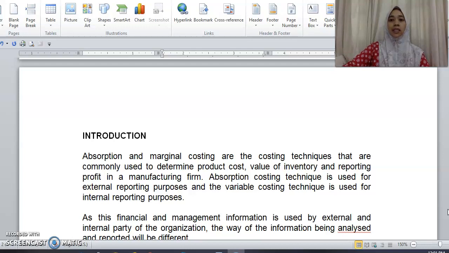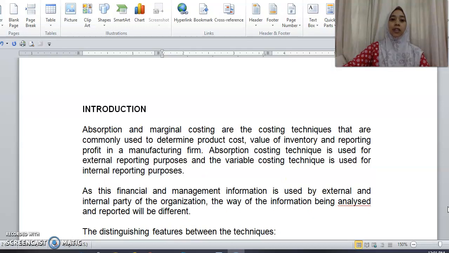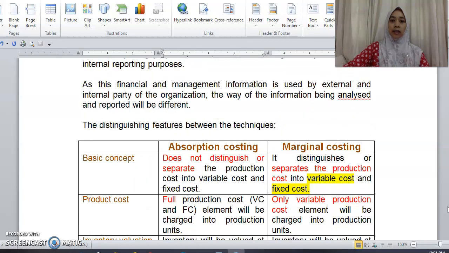So the absorption costing technique is used for external reporting purposes, and the variable costing technique is normally used for internal reporting purposes. As the financial and management information is used by external and internal parties, how the information is analyzed and reported will be different. What are the distinguishing features between these two techniques?